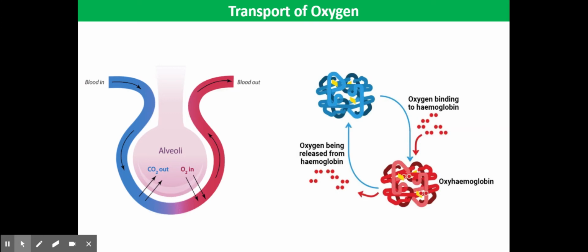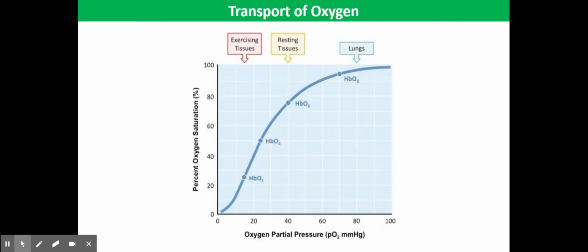The blood carries the oxygen from the lungs back to the heart before travelling around the body to supply the tissues. In the body tissues, cells need oxygen for aerobic respiration. Therefore, the oxyhemoglobin must be able to release the oxygen. This is called dissociation.